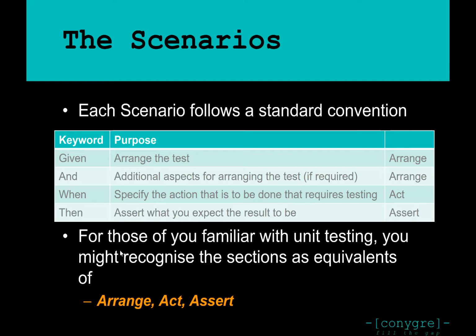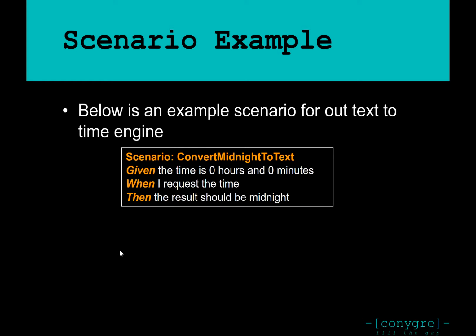It's very similar to what in test-driven development you might recognize as the arrange, act, assert model. If you've done TDD, you'll know that in a unit test you arrange the things to be tested, do the action, and then assert the result. So arrange the thing to be tested, set up the clock. Act, ask it for the time when it's midnight. Assert, check that the text midnight comes back. Arrange, act, assert. BDD follows the same kind of approach. So we've got our example. Given the time is 0 hours and 0 minutes, when I request the time, the result should be midnight. Given, when, then, let's have a look at how that would be implemented.